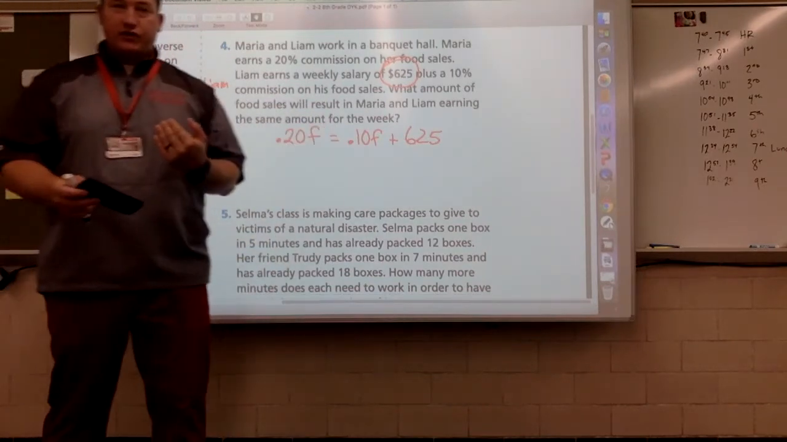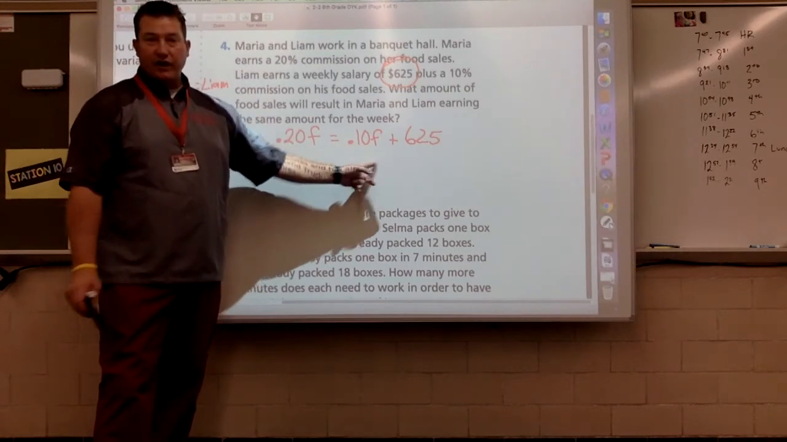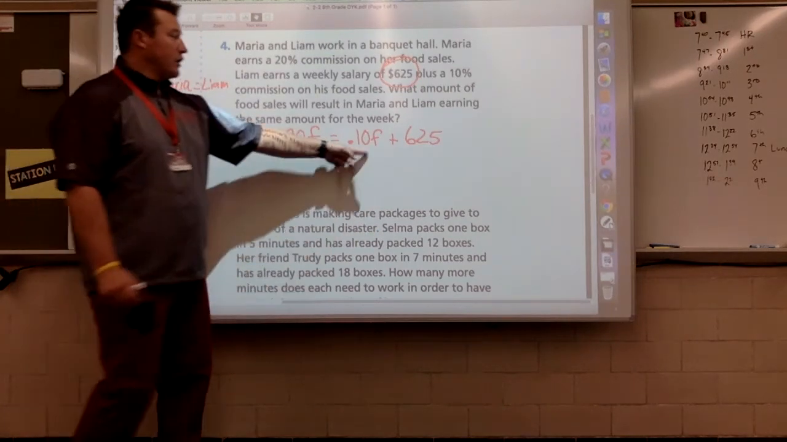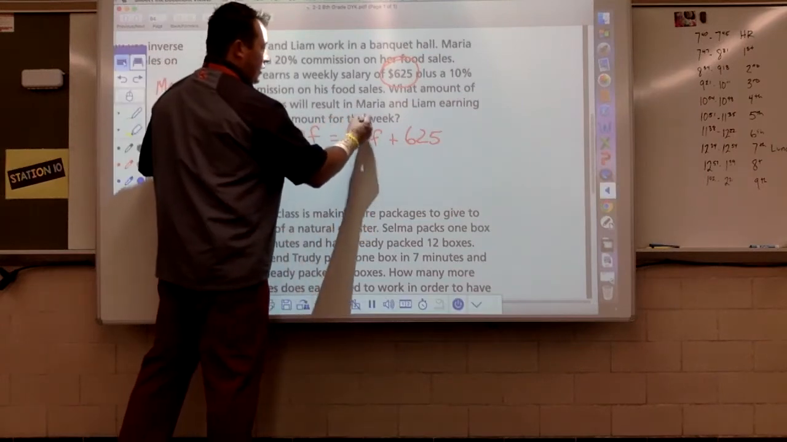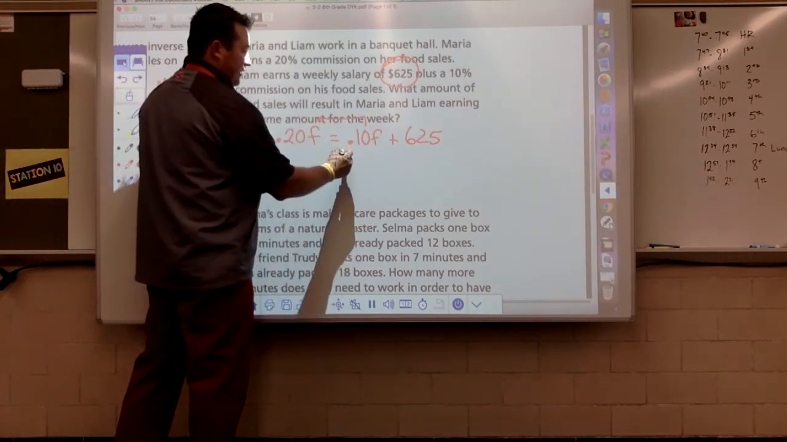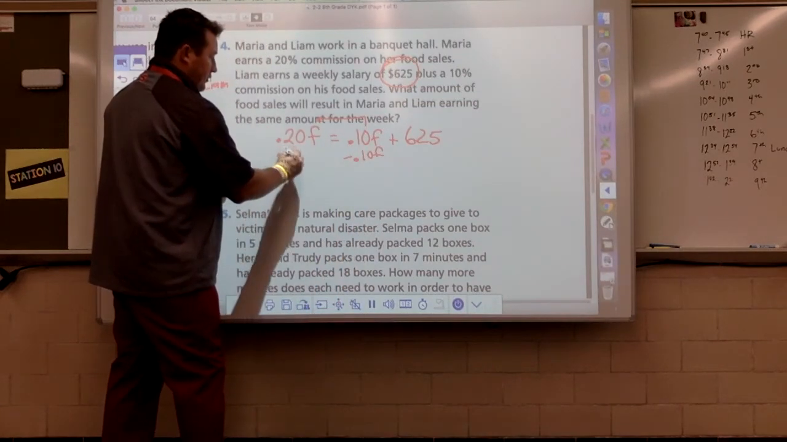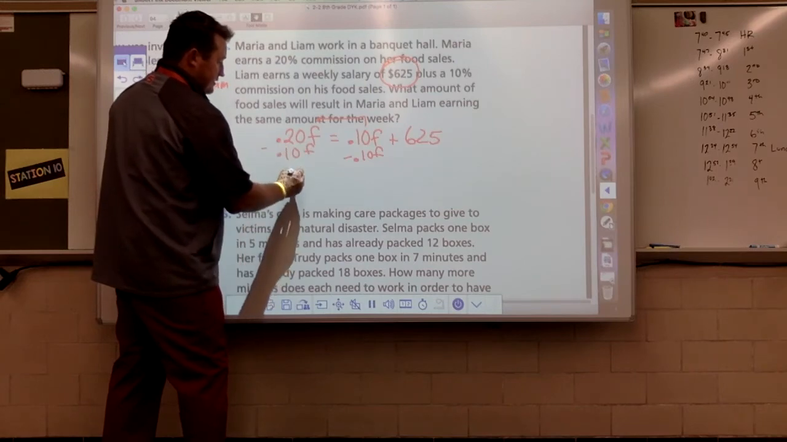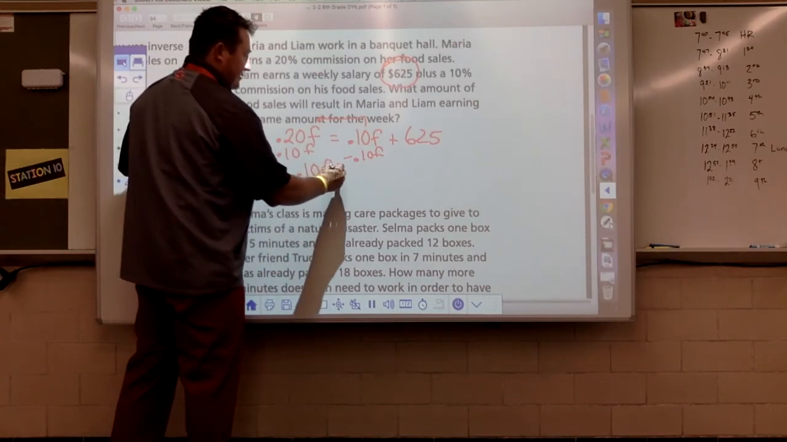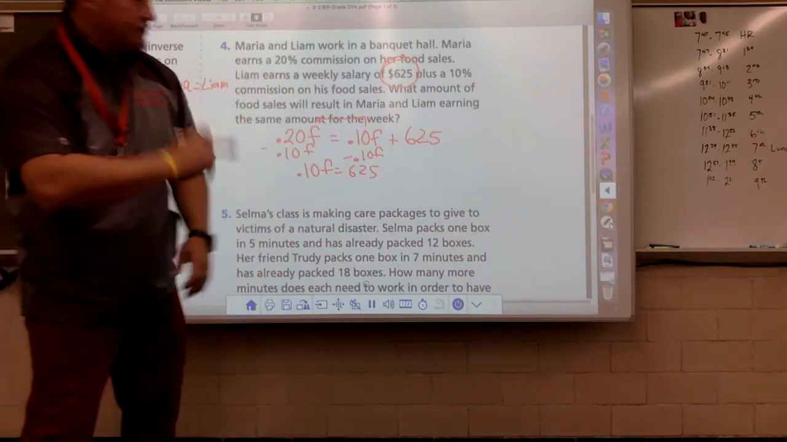So move your variable terms together. Not a great choice to move 0.2 over here, because then we got nobody over here. So we're going to move 0.10 over here, so we're going to subtract that from both sides. I think we can all handle this in our head. 0.10F, subtract. It's just going to give me 0.10. And that equals, heck, I don't even need this anymore. I know what the answer is going to be.